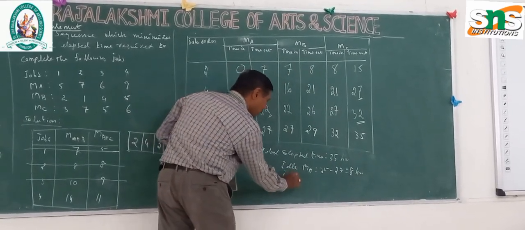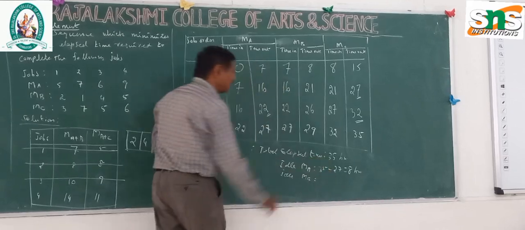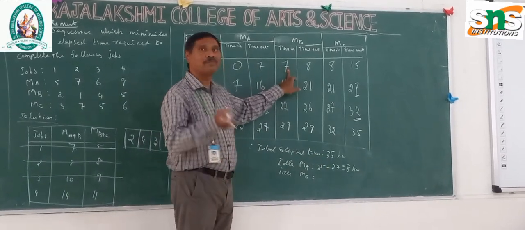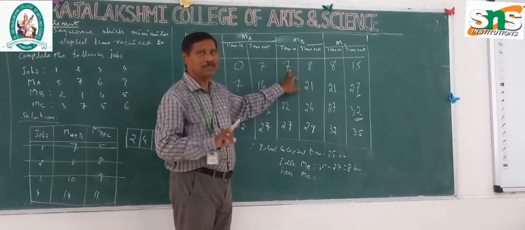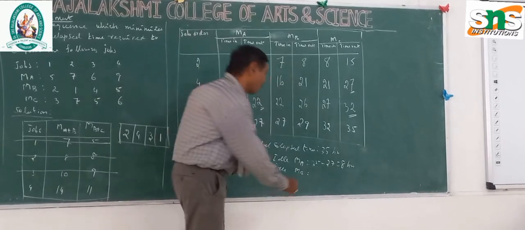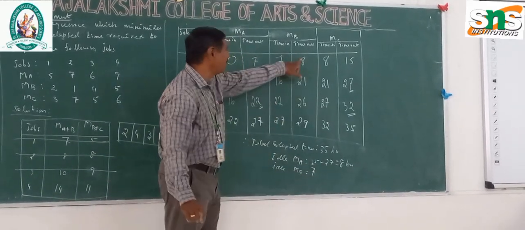What is the idle time of machine 2? Machine B. When we start machine B after 7 hours, up to that stage the machine will take rest. Therefore, it is idle for 7 hours, then continuously it's running.